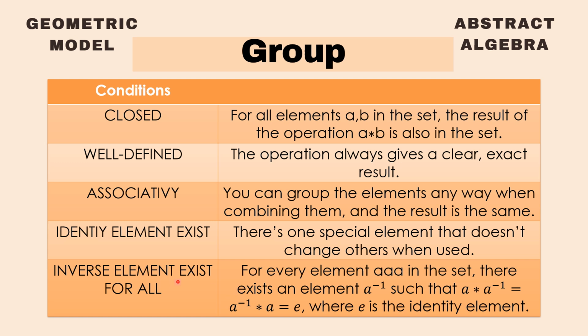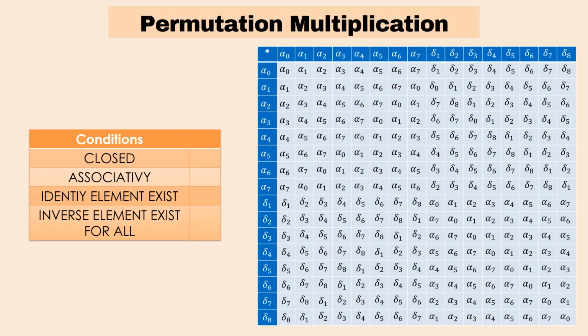Next, inverse element exists for all. For every element A in the set, there exists an element inverse of A such that A star inverse of A is equal to inverse of A star A is equal to E, where E is the identity element. Since all the results in the table are elements of a finite set, it is closed, since all the results are inside the set as well.